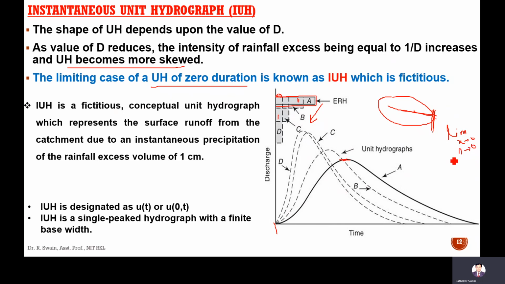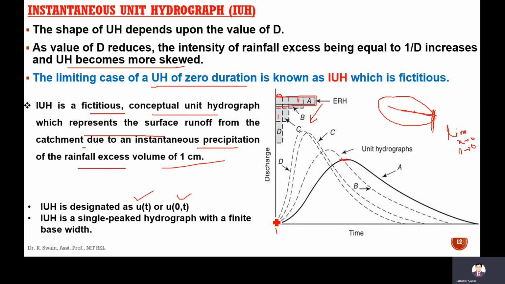It is called the instantaneous unit hydrograph, meaning the rainfall is occurring for an instantaneous period. This is a fictitious and conceptual unit hydrograph, which represents the surface runoff from the catchment due to an instantaneous precipitation of the rainfall excess volume of 1 cm. Same excess rainfall of 1 cm occurring instantaneously. In the practical case there is no IUH, but theoretically it is used for different analysis. IUH is designated as U(t) or U(0,t).